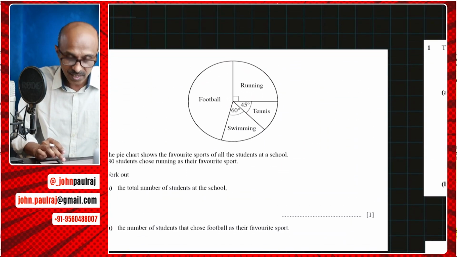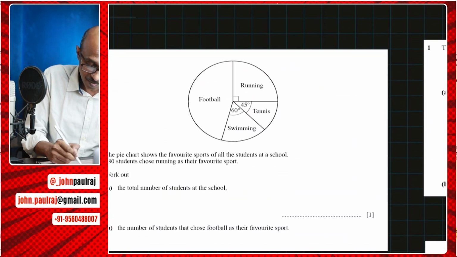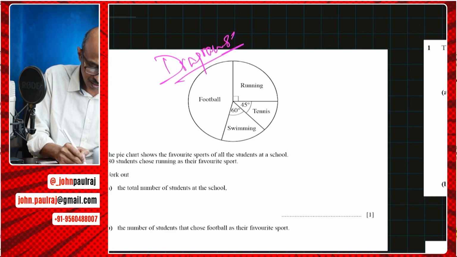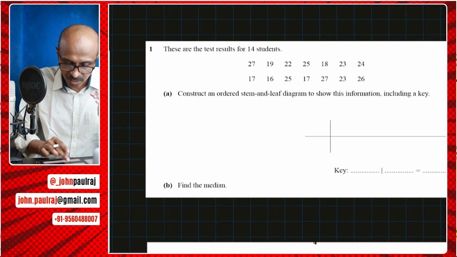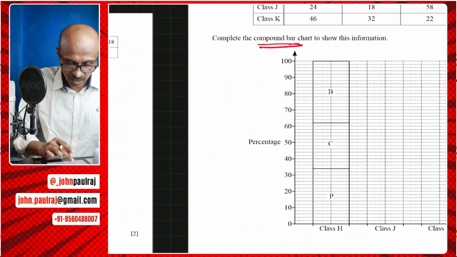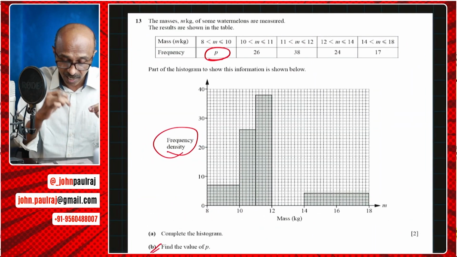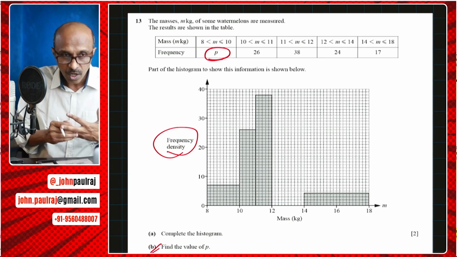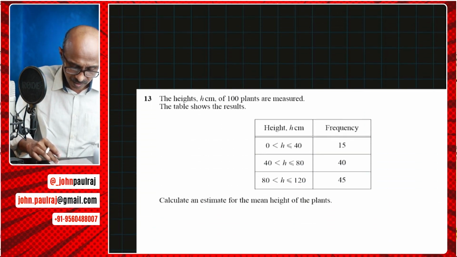But diagrams, if I say my bet is on diagrams, let me write it in pink. Diagrams or charts, whichever one. Whether it's a pie chart, stem and leaf, compound bar chart. And I'm talking about actually where you are involved in sketching or drawing or interpreting. Cumulative frequency curve. There have been questions.